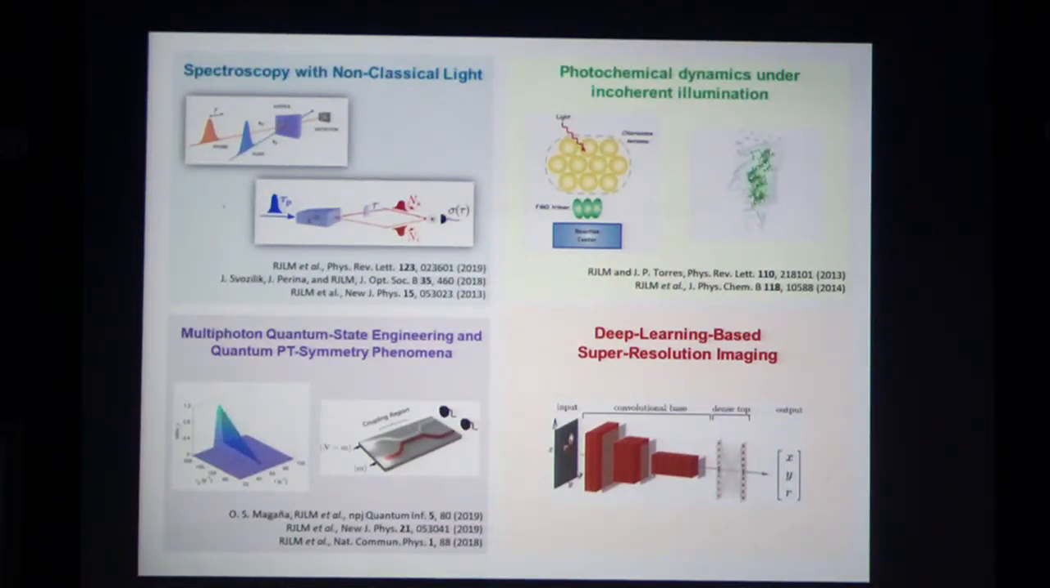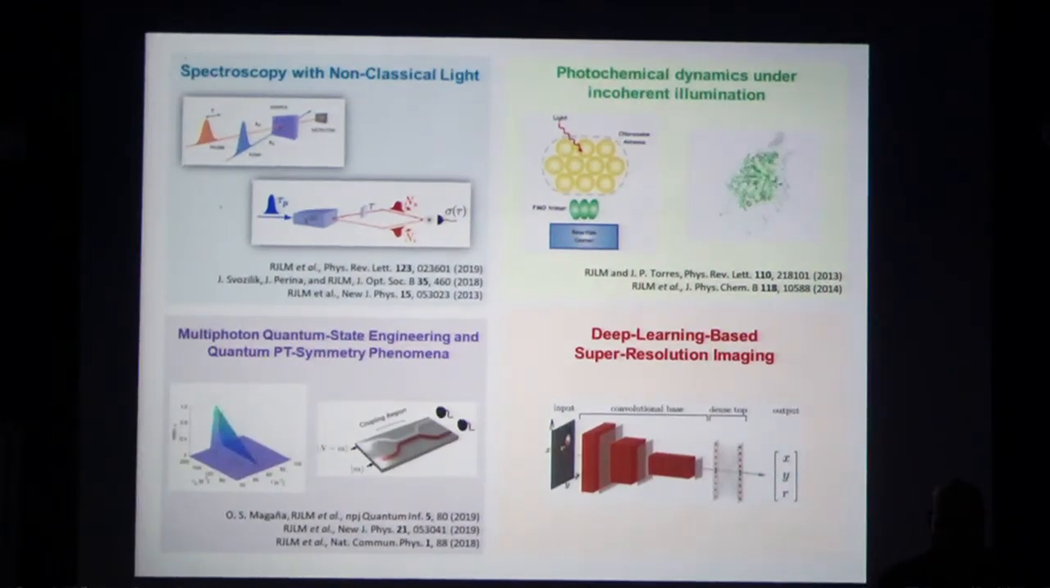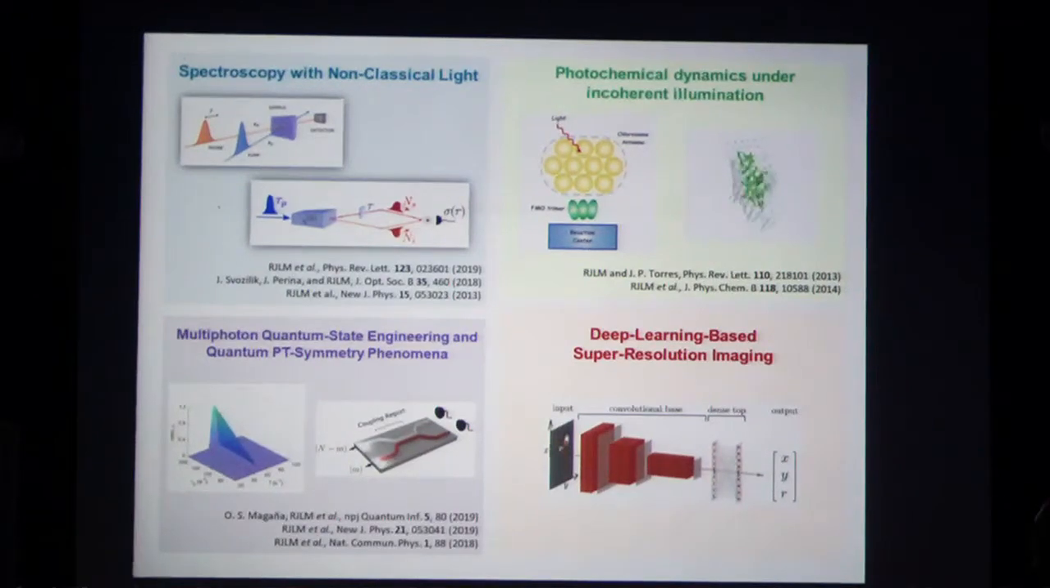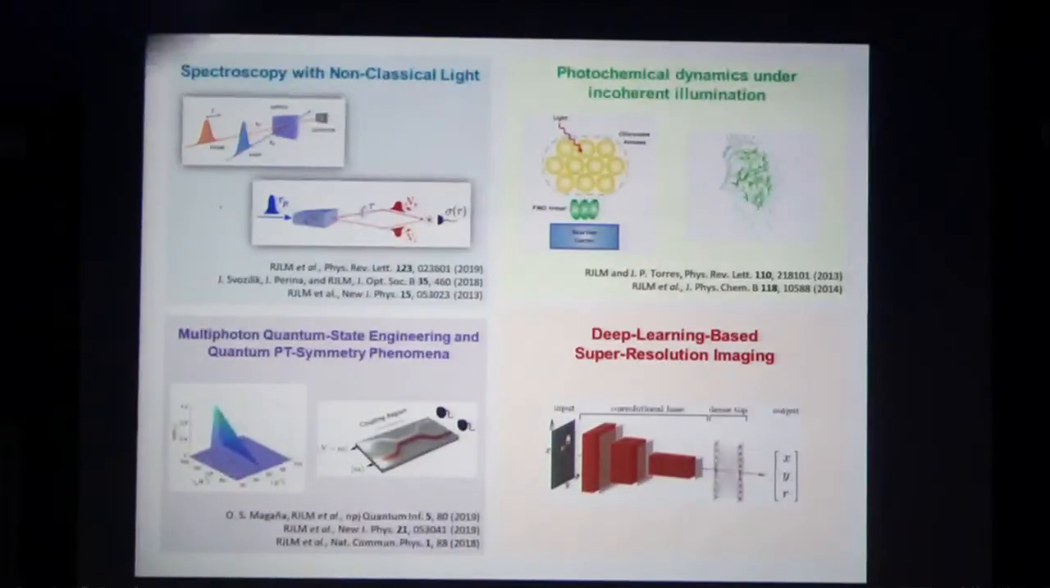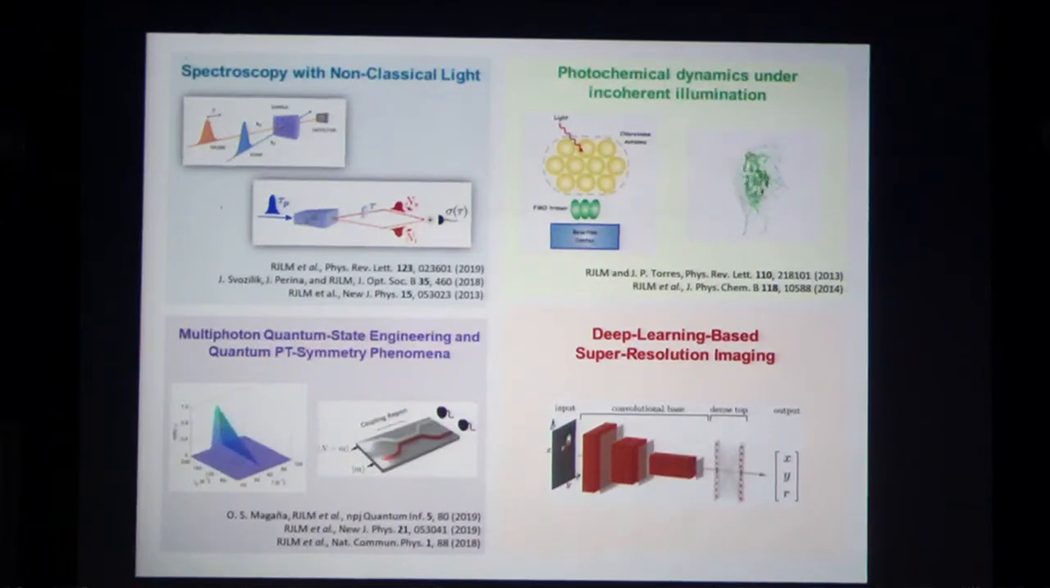Another part, which is more or less new, we started last year, 2018, is a combination of multiphoton quantum state engineering and quantum PT symmetry phenomena, which I work on with Blas. Basically here, how can we design new technologies exploiting the correlation between multiple photons? So here what we do is we design new sources for entangled multiphoton states, and also design new photonic devices. So basically it's sensors. We are interested in quantum sensing in this part.